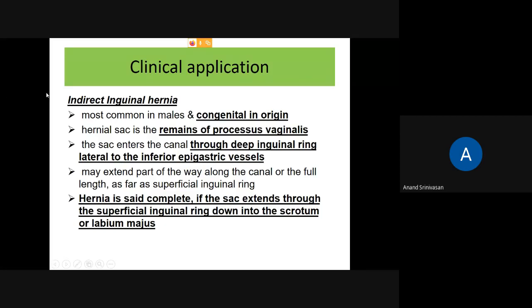Complete congenital indirect inguinal hernia. What is the meaning of complete here? If the sac touches the bottom of the scrotum or the labia majora, it is called a complete indirect inguinal hernia. Usually complete hernias are mostly congenital in origin, because of the presence of the processus vaginalis.